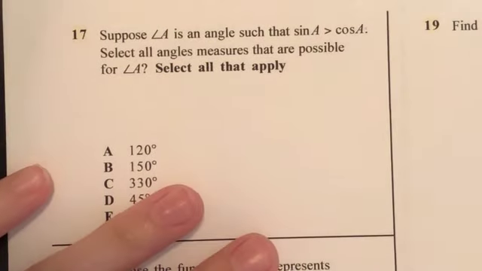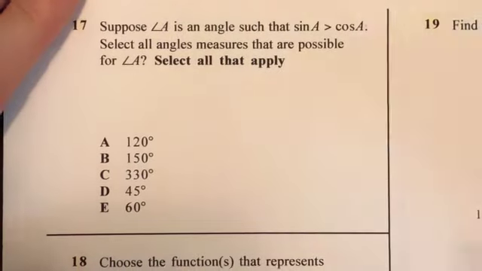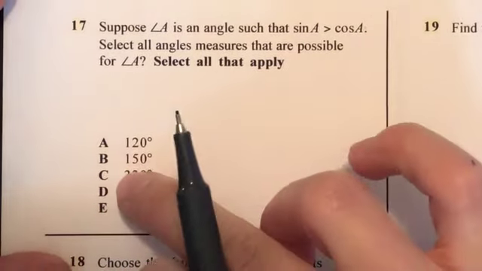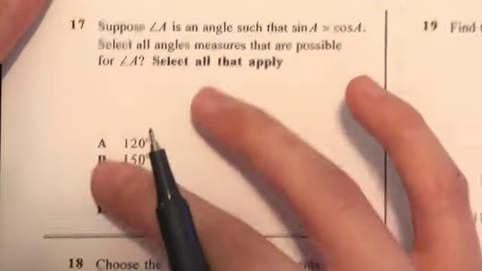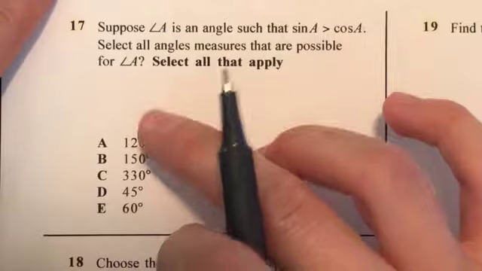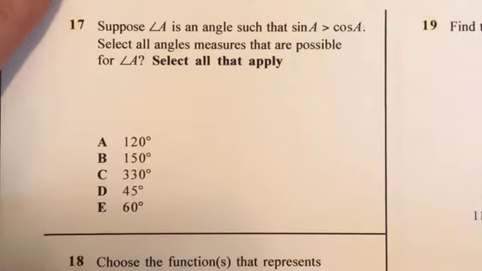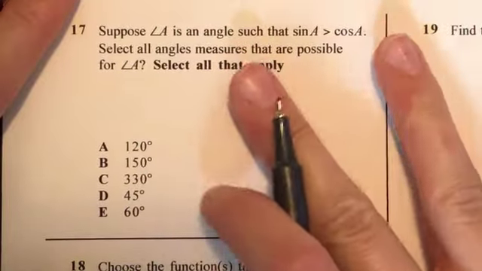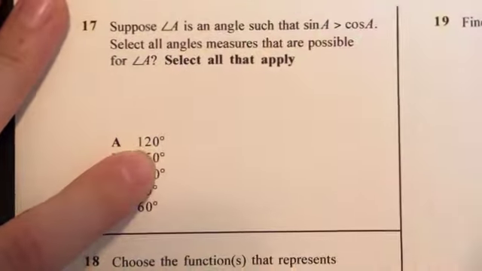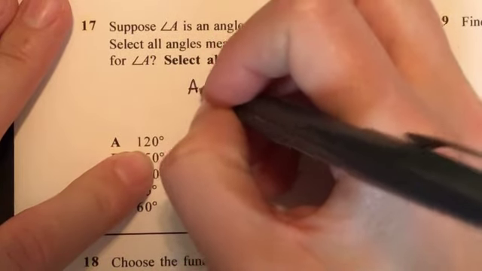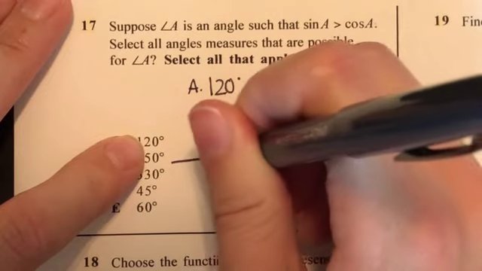And we're going to select all the angle measures that are possible for angle A. So we're looking for, out of these 5, where is sine of that angle going to be greater than cosine of that angle? So after contemplating, I'm going to show you guys where each of these angles are, and then we're going to do each one individually. So we're going to need some probably extra room at the bottom of our paper. I'm going to look at 120 degrees. So for part A, I'm going to draw that right here for you guys.